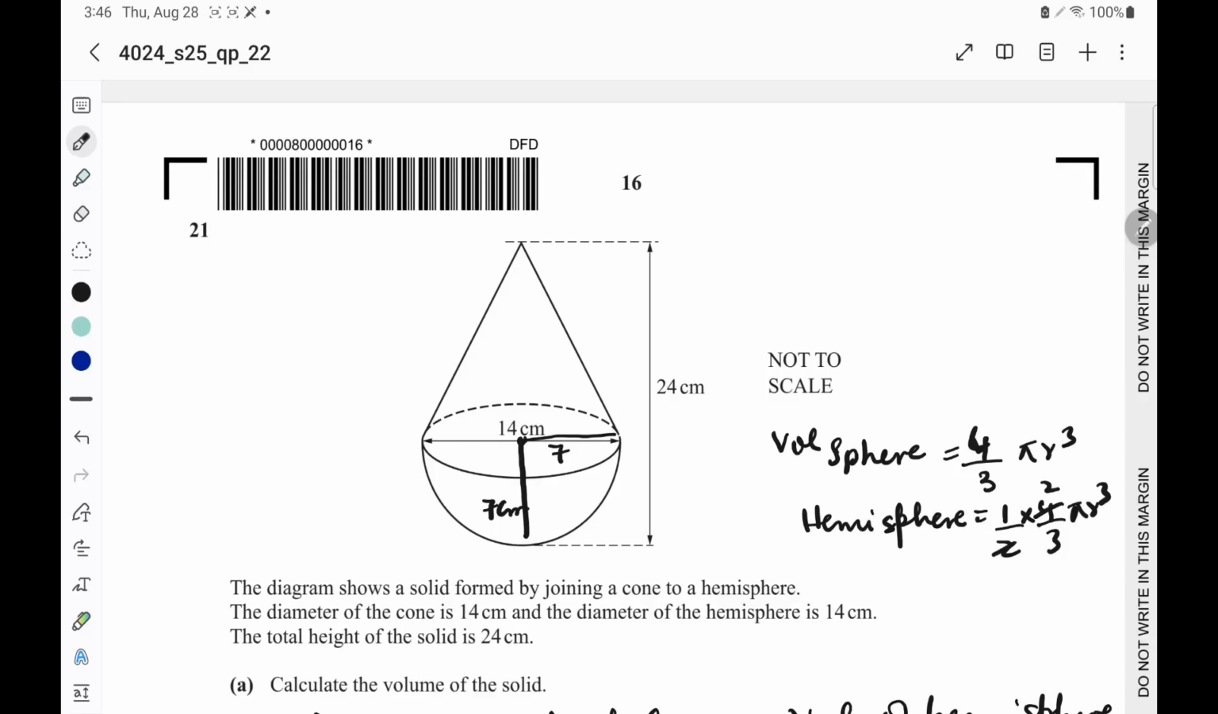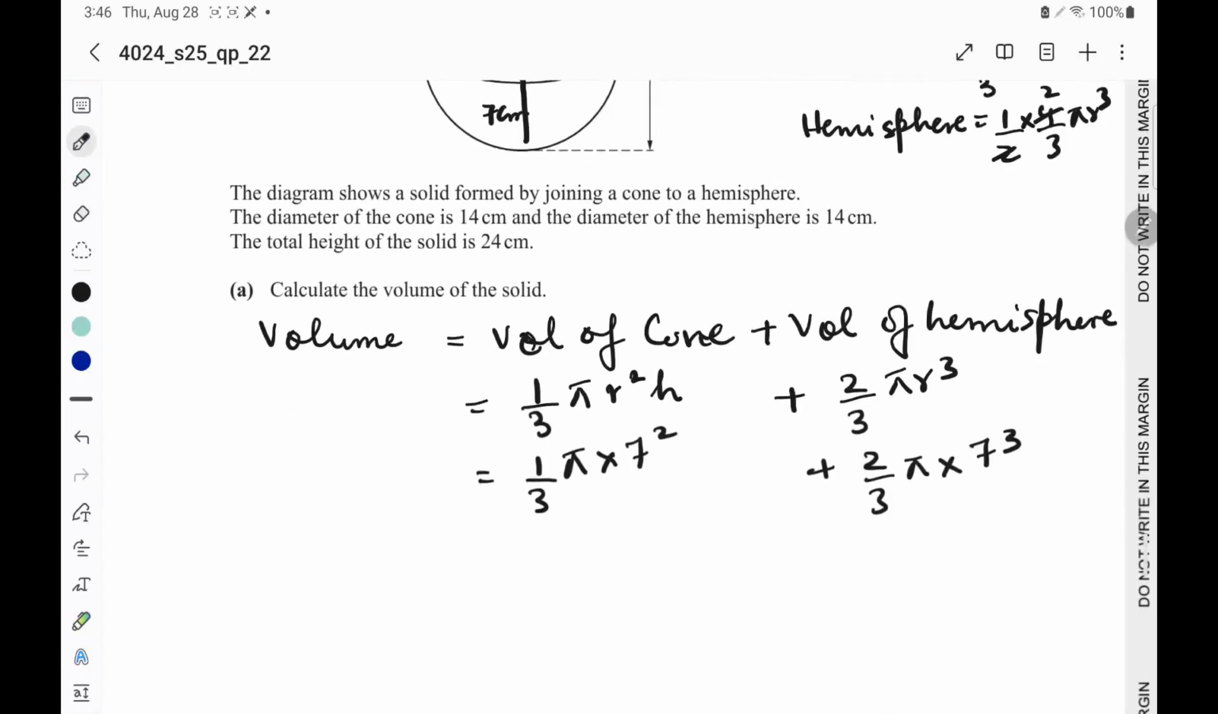So the height of the cone will be 24 minus 7. So the height of the cone is equal to 24 minus 7, which is equal to 17 centimeters. So I'm substituting here, yes, 17. So find out the answer for both and add it together.